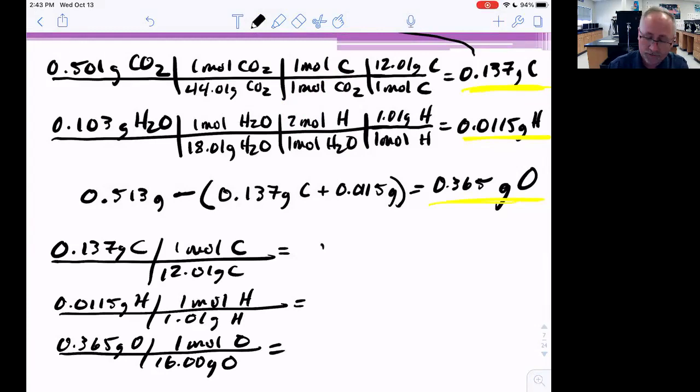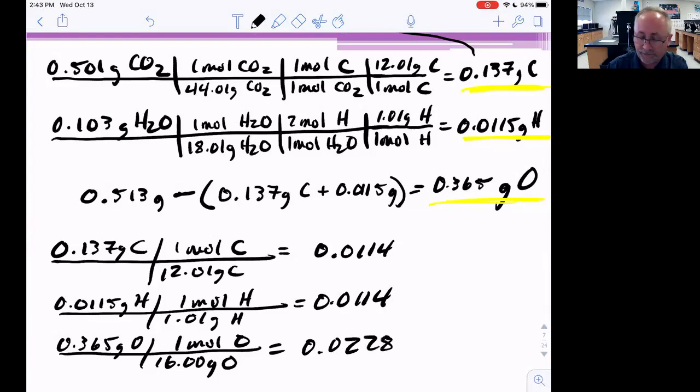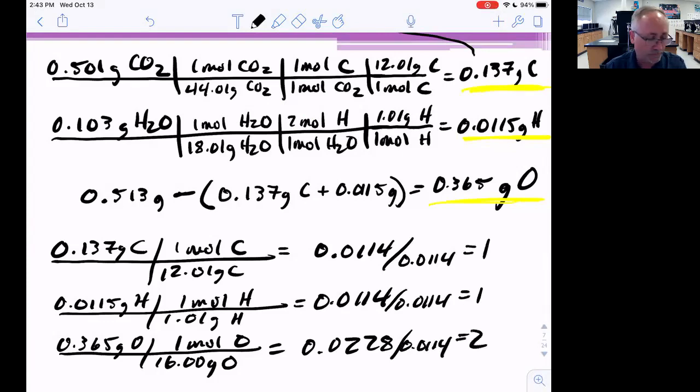So my carbon is 0.0114. My hydrogen is 0.0114, and my oxygen is 0.0228. Well, that's convenient. Look at those. So if I divide this by the smallest, which is 0.0114, divide this one also by 0.0114, and divide this by 0.0114, I get 1, 1, and 2.